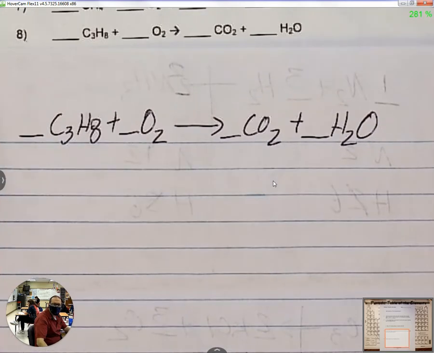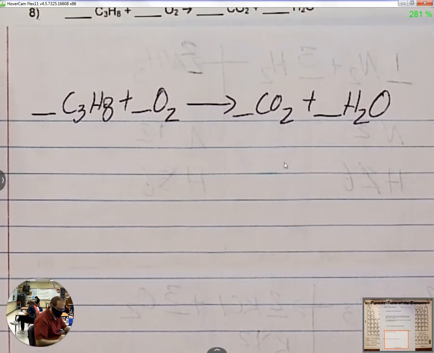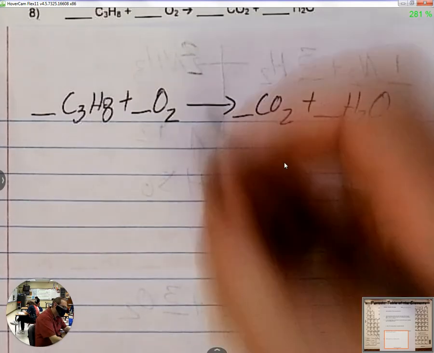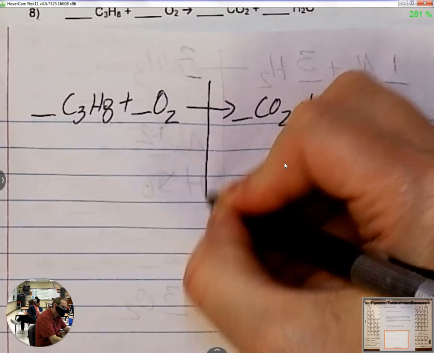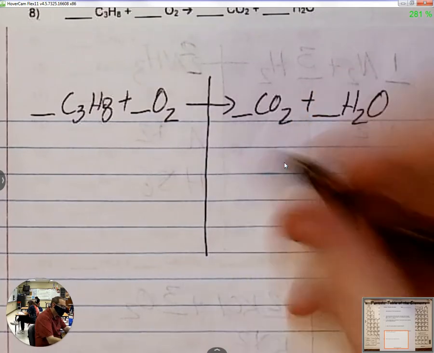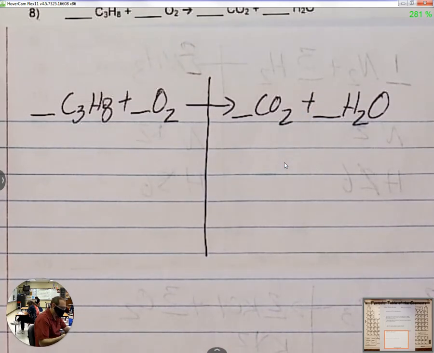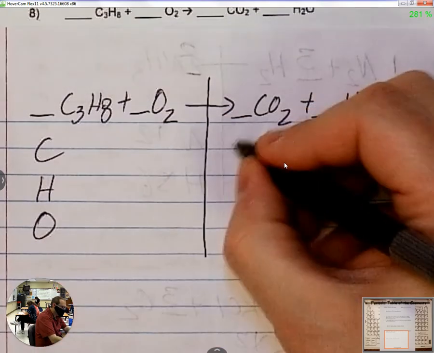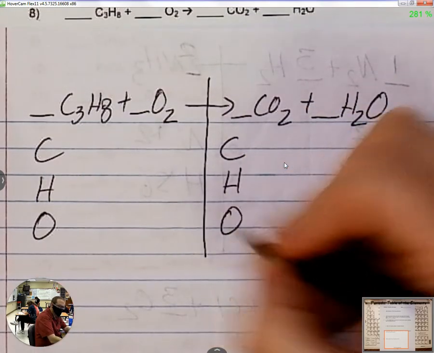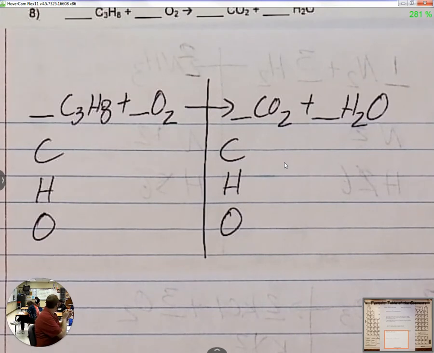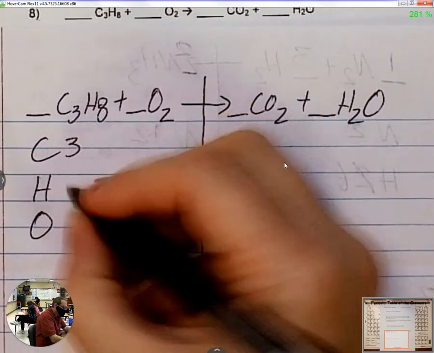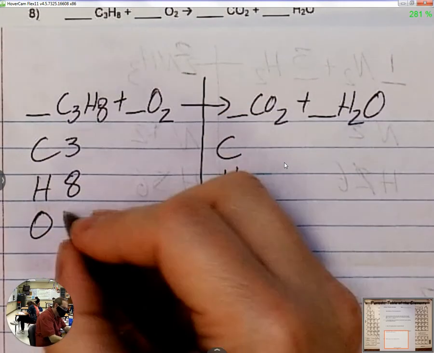All right, I've got it copied down. What next? Okay, go ahead and build my fence. List my players. Who's playing? All right, carbon, hydrogen, oxygen. All right. What's the score so far? Left side. 3 carbons, 8 hydrogens, 2 oxygens.